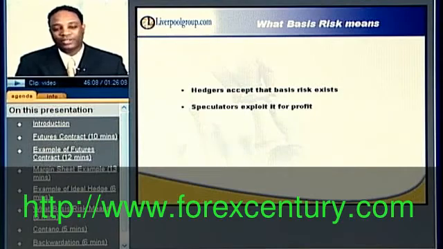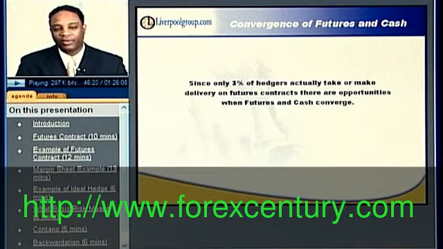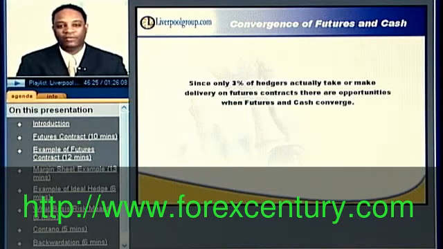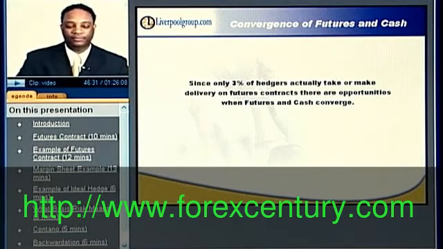Now, what basis risk means? Hedgers accept that basis risk exists. They know going into it that the difference between the cash price and the futures price are there. And so they're leaving money on the table constantly. You got to remember, for them it's just a cost of doing business. And so there's profits there for the speculators to exploit.